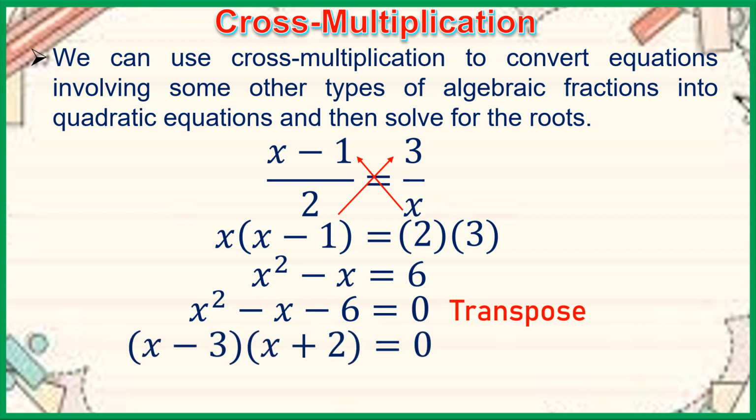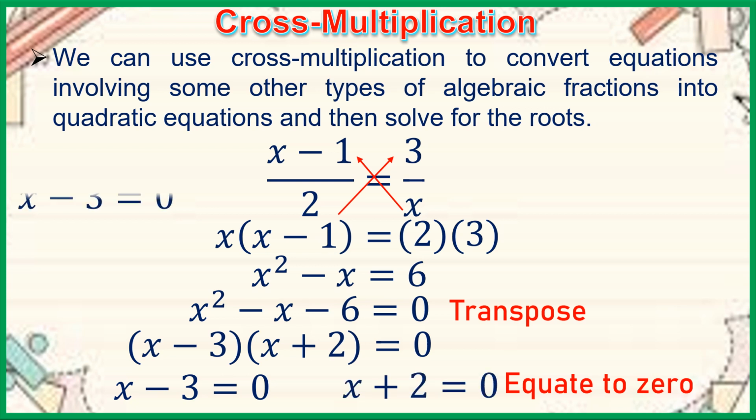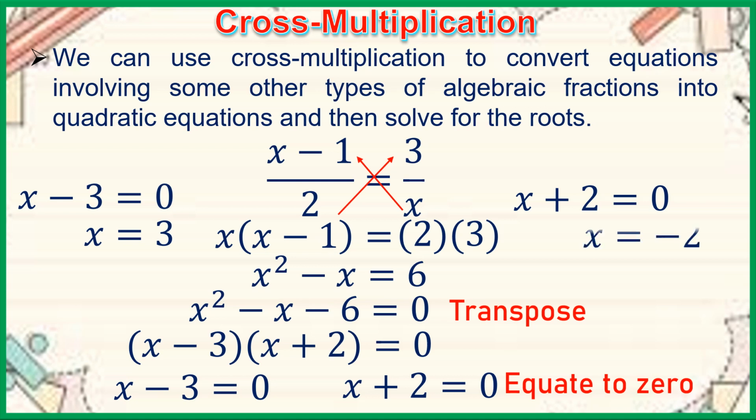The factors are the following: (x minus 3) times (x plus 2). Then we are going to equate it to 0. So x minus 3 is equal to 0, x plus 2 is equal to 0. Then solve for x. Transpose minus 3 to the other side, it would be equal to positive 3. Then we have x plus 2 is equal to 0. Transpose 2 to the other side, it will become negative 2. So the roots are 3 and negative 2.